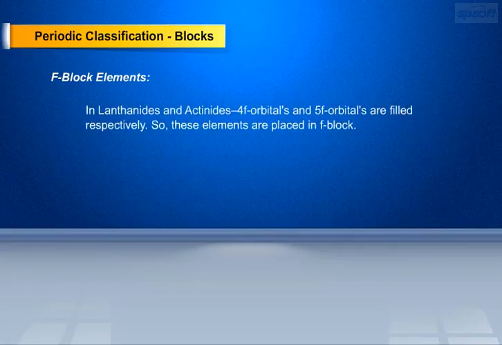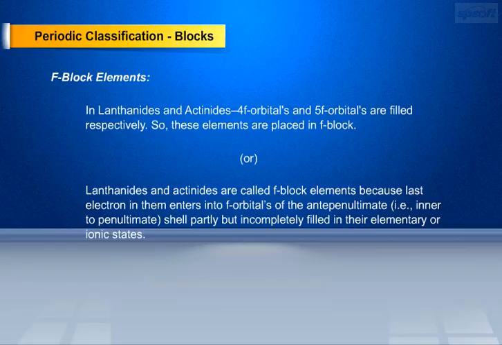F-block elements. In lanthanides and actinides, 4f orbitals and 5f orbitals are filled respectively. So, these elements are placed in F-block. Or, lanthanides and actinides are called F-block elements, because the last electron in them enters into f orbitals of the antepenultimate, that is, inner to penultimate, shell, partly but incompletely filled in their elementary or ionic states. Now let us move on to classification of groups and periods.